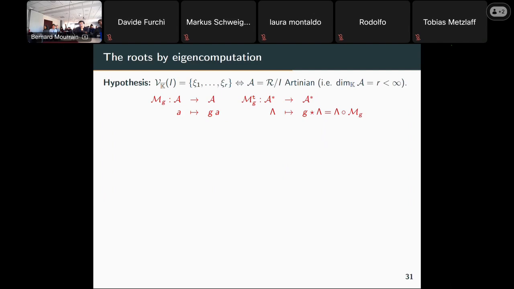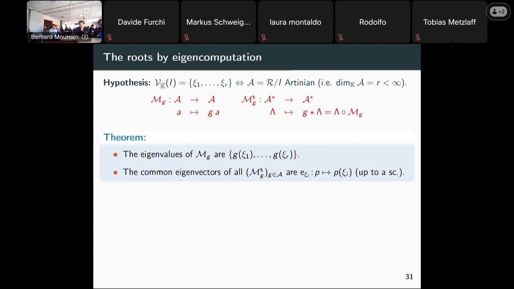So we can look at the multiplication by some element G in A and the transpose defined in the same way, so G star lambda. And we have the same theorem: the eigenvalues of the multiplication by G are the values of G at the roots.